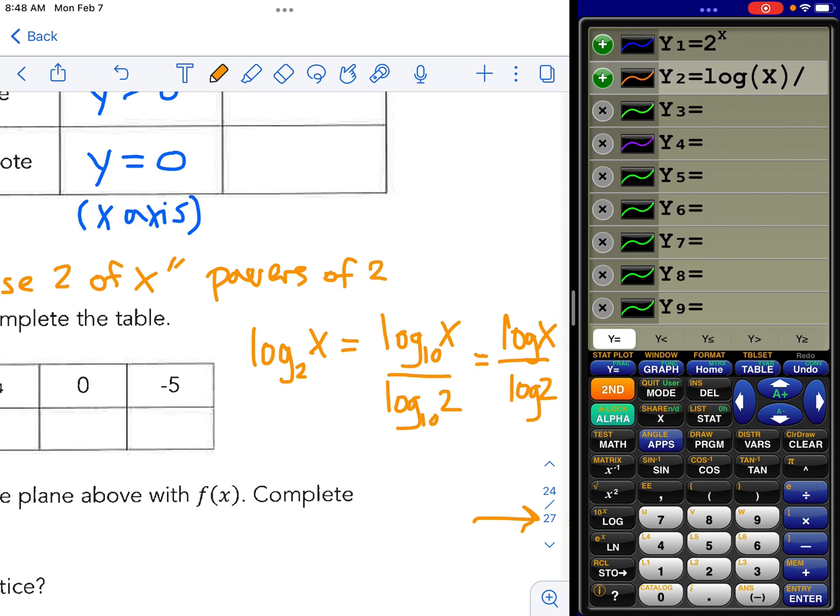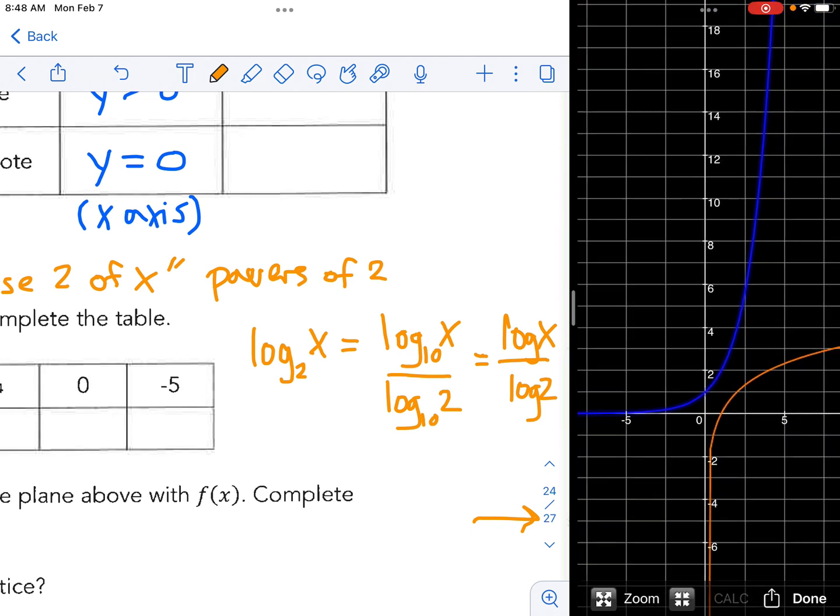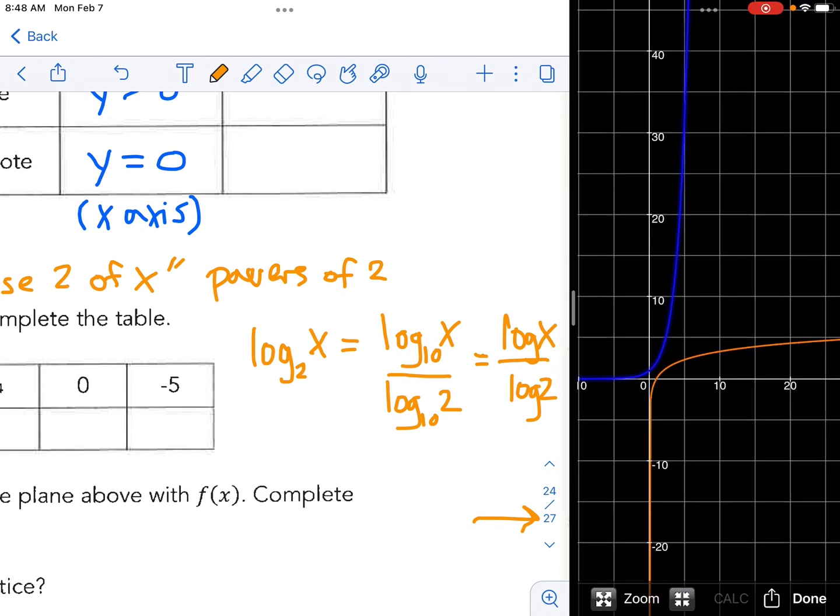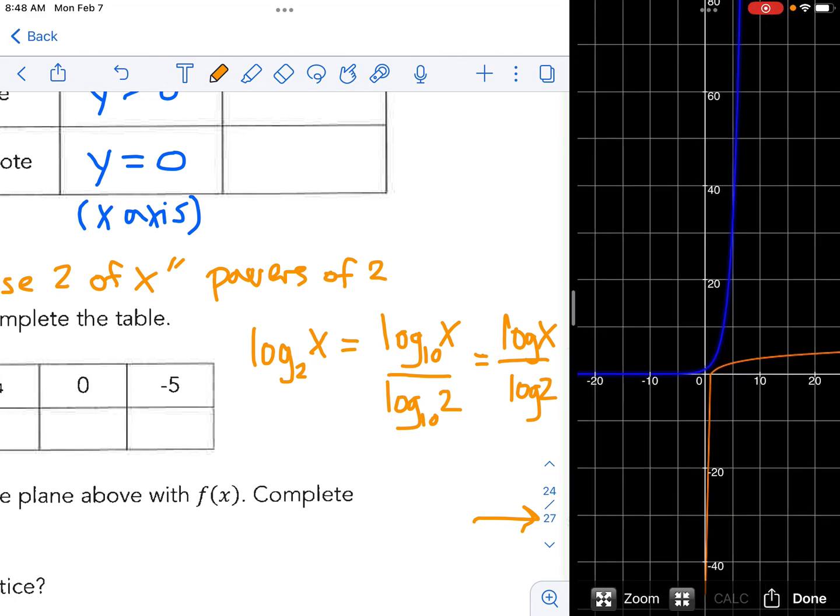So of x, there's my variable. I'm going to close that bracket, divided by, and then I'm going to go log base 10 again, log. And log base 10 of 2 is just a number. It's 10 to what power? It's what power of 10 do we need to make 2? It's a decimal. And so when I graph that, we get something that looks like that.